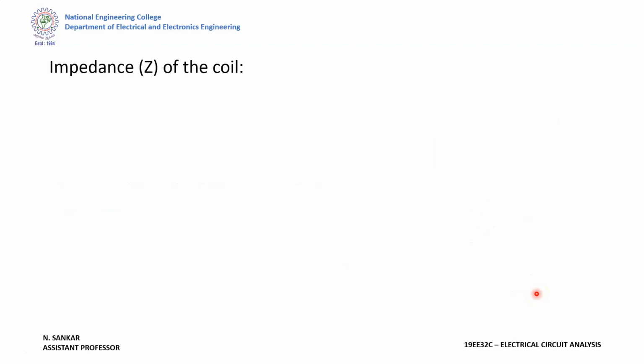So like before, to find the impedance, first we have to calculate XL, that is the inductive reactance. So 2 pi FL. We know the value of F and L. F is equal to 50 hertz and L is equal to 200 millihenry, which can be written as 0.2.